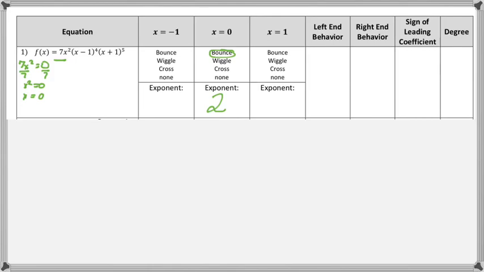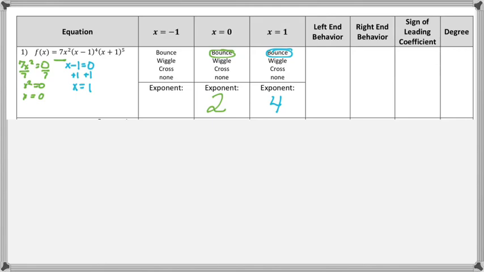Now we're going to go to the next one, and we're going to do x minus 1. I could put this in parentheses and put a fourth power out here, but when I take the fourth root of 0, it is always going to be 0, so I don't need to take the time to do that. Add 1, and so x is equal to 1. So I'm going to go to my 1 column. That part had an exponent of 4, and 4 is even, so it's a bounce.